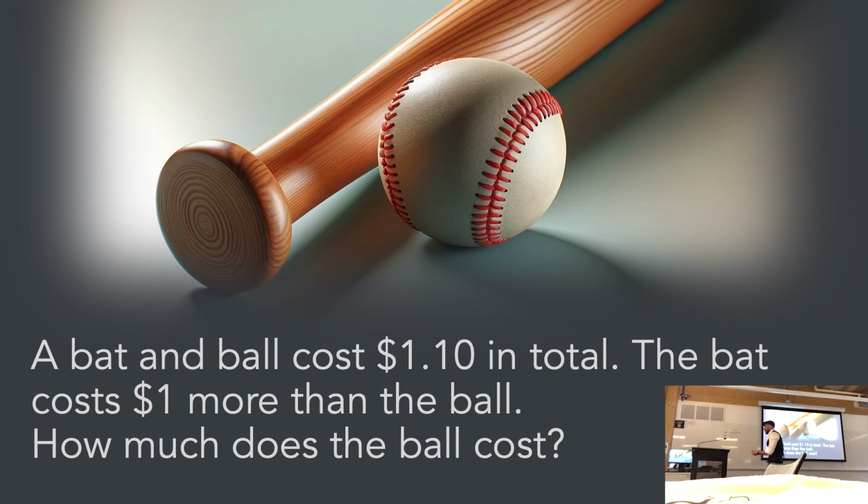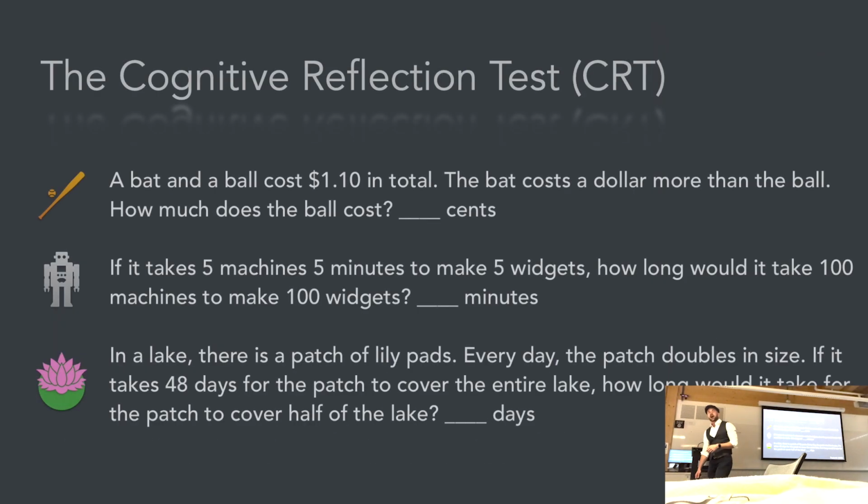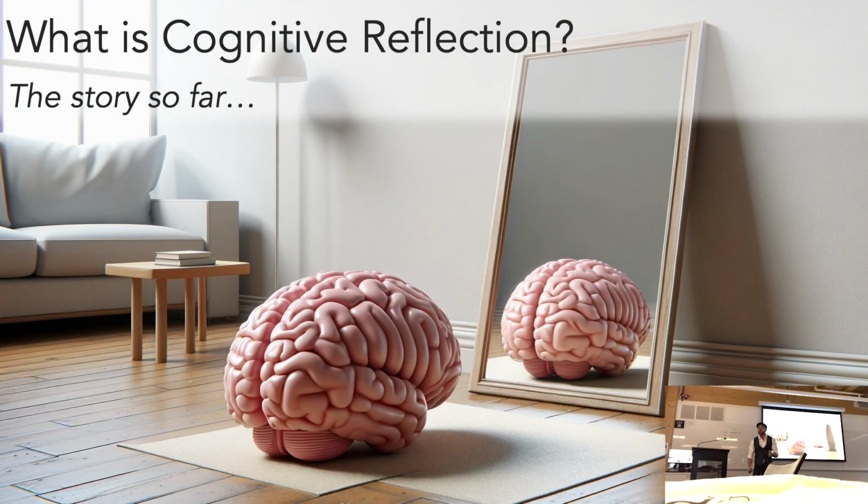For those of you who haven't yet seen this question before, it comes from a test called the Cognitive Reflection Test. Originally, it was 3 items that looked just like this, came out around 2005. Now, you can probably guess by the name of this test that what it's supposed to be measuring is cognitive reflection. So, what is this thing called cognitive reflection?